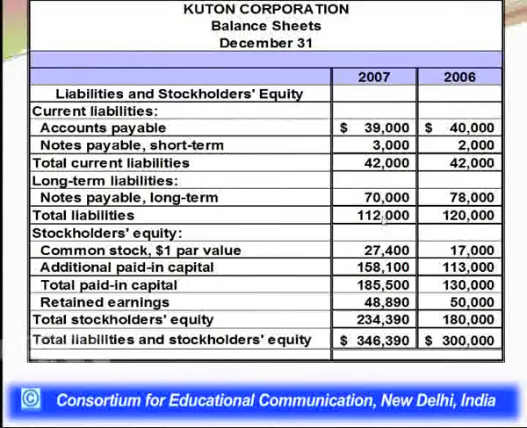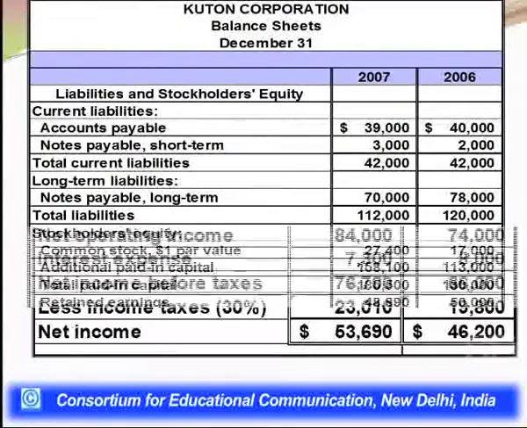234,390 plus your total liabilities 112,000. So sum of this plus this value is equal to the last value you have, 346,390, and so is true in this case of 2006. 120,000 plus 180,000 gives you total of 300,000. So I hope you are clear with the balance sheet values of this particular case under discussion.